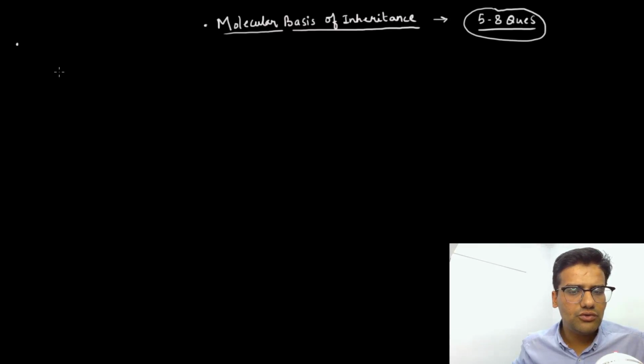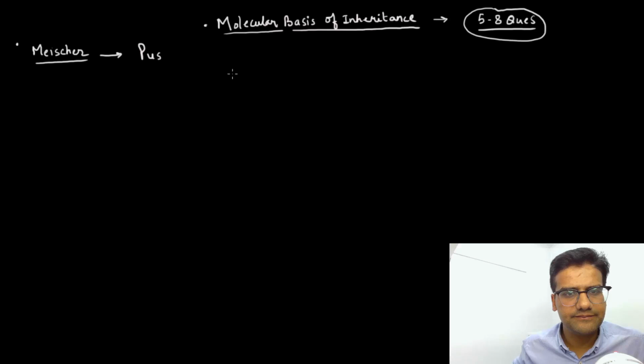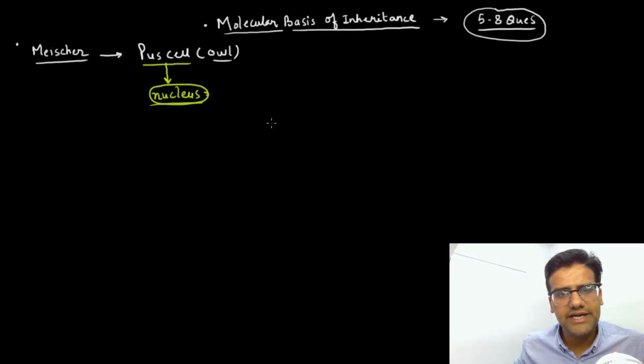If we talk about molecular basis of inheritance, it all started with a scientist named Miescher. Miescher was working with pus cells. From these pus cells, he obtained a substance which was named nuclein. He obtained a substance from the nucleus of the pus cell and termed it nuclein.